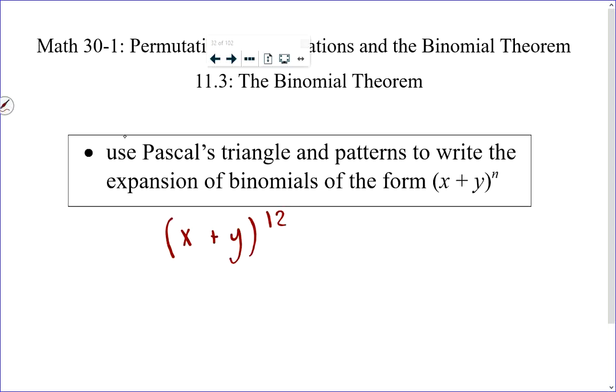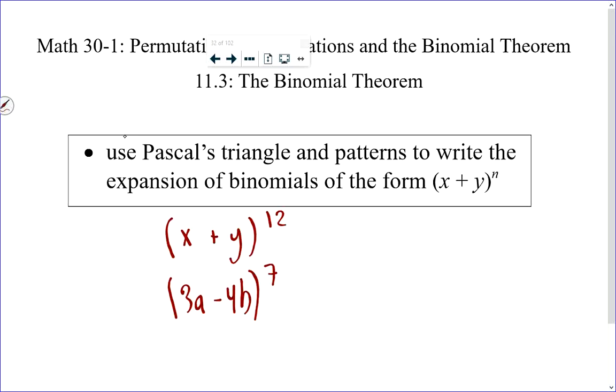If I ask you at the end of today's lesson, if I had 3a minus 4b raised to the 7, I could ask you this: if you were to expand it, what will the fifth term of the expansion be? And you don't have to expand it to answer that question. Okay, that's what we're learning today.